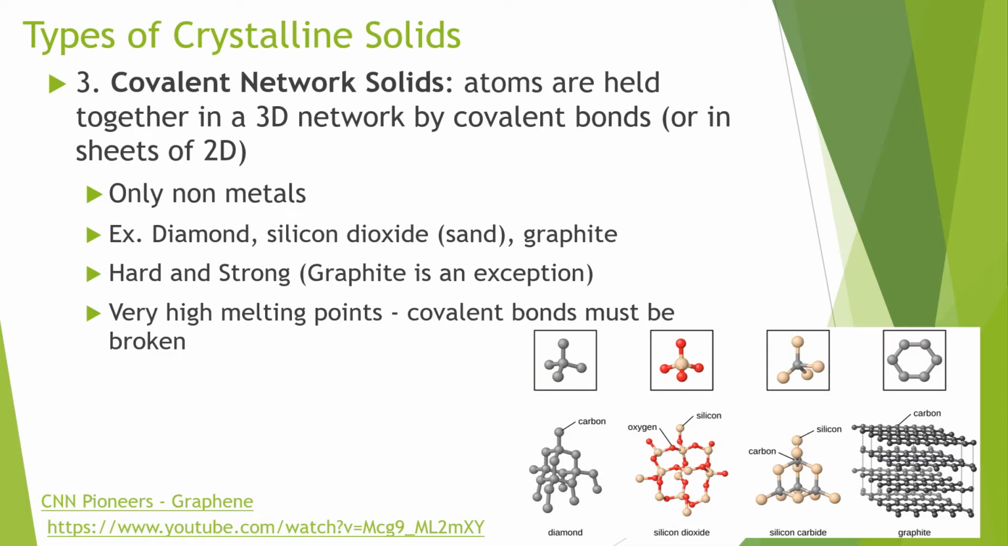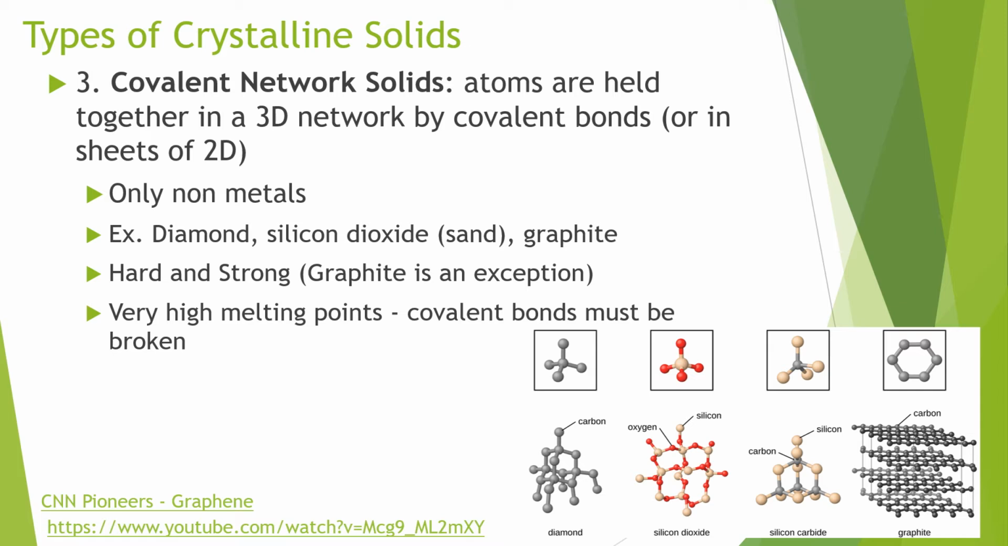Covalent network solids are really interesting solids. They're not super common. They're when atoms are held together in a 3D network by actual covalent bonds. In one example, it is a sheet of 2D covalently bonded, and that example is graphite. Only non-metals are going to make up covalent network solids. So you're never going to see a metal here.